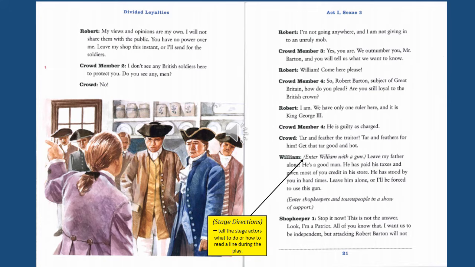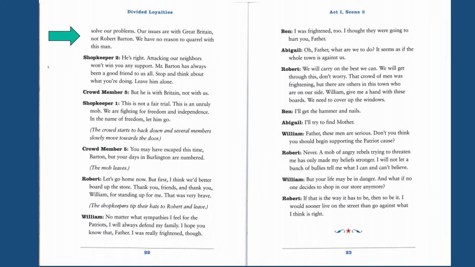Leave my father alone. He's a good man. He has paid his taxes and given most of you credit in his store. He has stood by you in hard times. Leave him alone, or I'll be forced to use this gun. Stop it now. This is not the answer. Look, I'm a patriot. All of you know that. I want us to be independent, but attacking Robert Barton will not solve our problems. Our issues are with Great Britain, not Robert Barton. We have no reason to quarrel with this man.